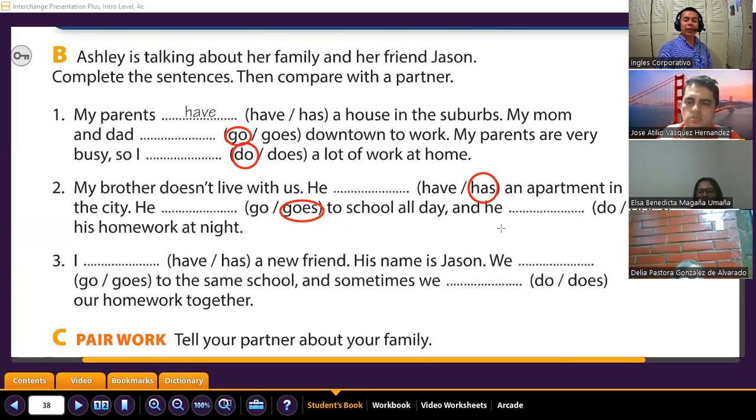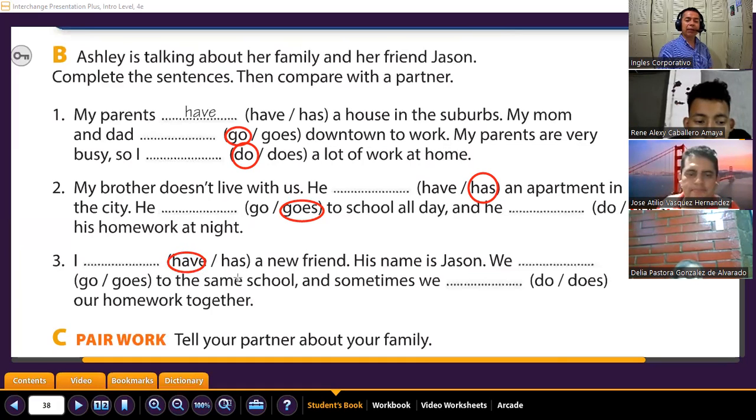And he do or he does? He does. He does his homework, right? Él hace su tarea. He does his homework at night. I have or I has? A new friend. I have a new friend. His name is Jason. We go or we goes? We go to the same school. And sometimes we do or we does? We do. Very good. Our homework together. Okay, very good. So let's start working.